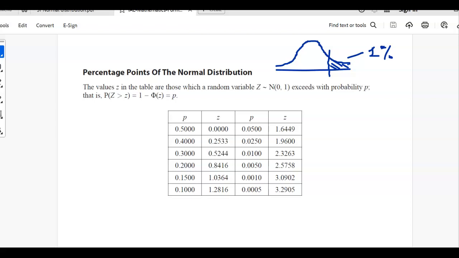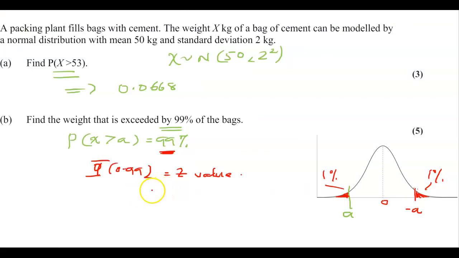Where is the 1% over here? Which is 0.01, something like this. In our percentage points, you have seen that the z value over here is 2.3263. That means we go back to our standardization. How was the z value got? Because they got A minus the mean, which is 50, over the standard deviation, which is 2, and equal to the z value, which is 2.3263.